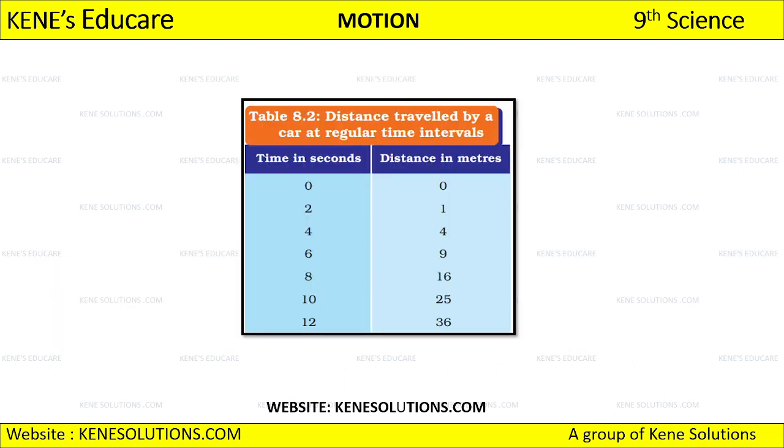After that, we have this information given, that is the distance traveled by a car at regular time intervals, and the time given is in seconds, right? 0, 2, 4, 6, 8, 10, 12. These are the times in seconds, and the distance in meters is given. Like in 0 seconds the distance traveled was 0 meters. In 2 seconds the distance traveled was 1 meter.